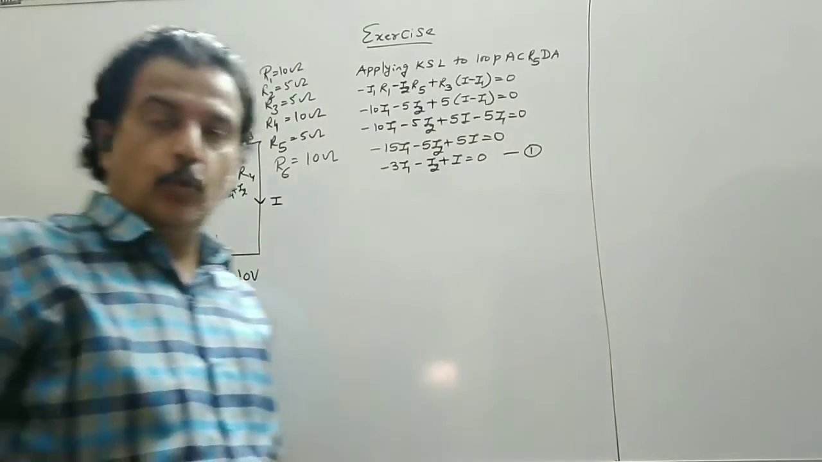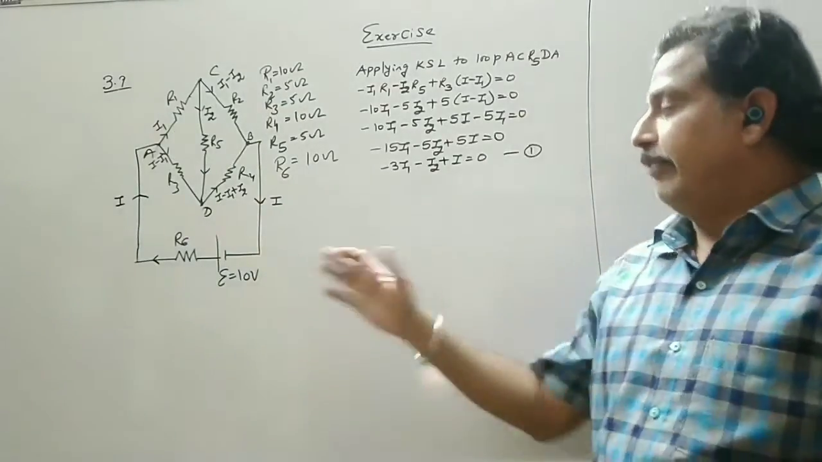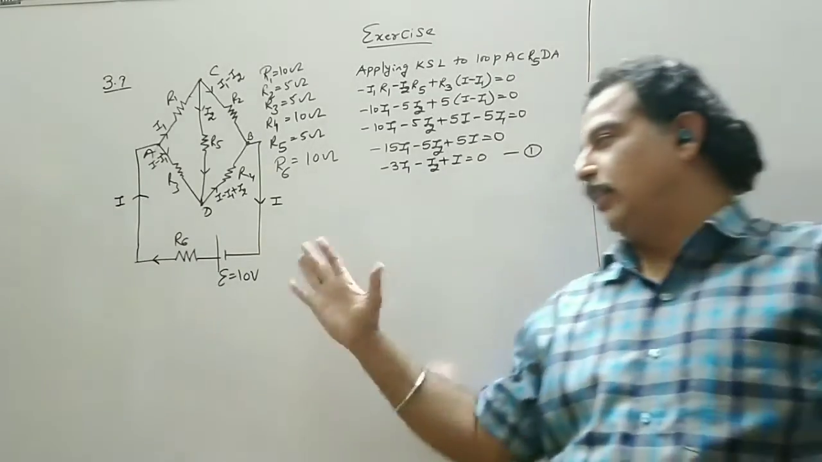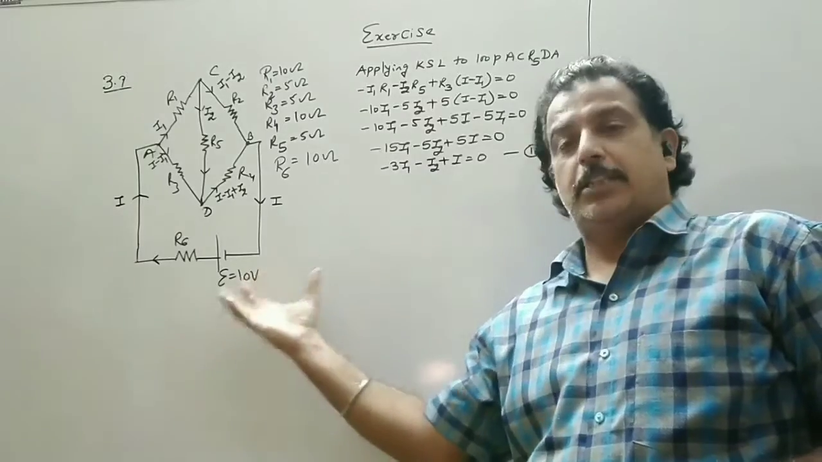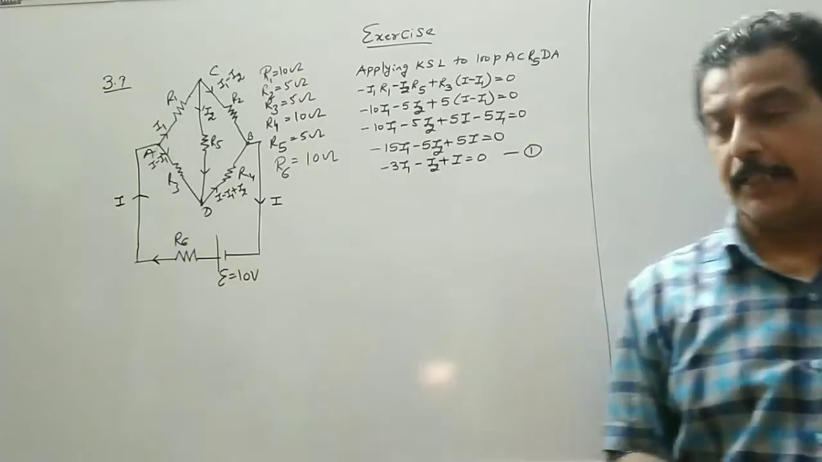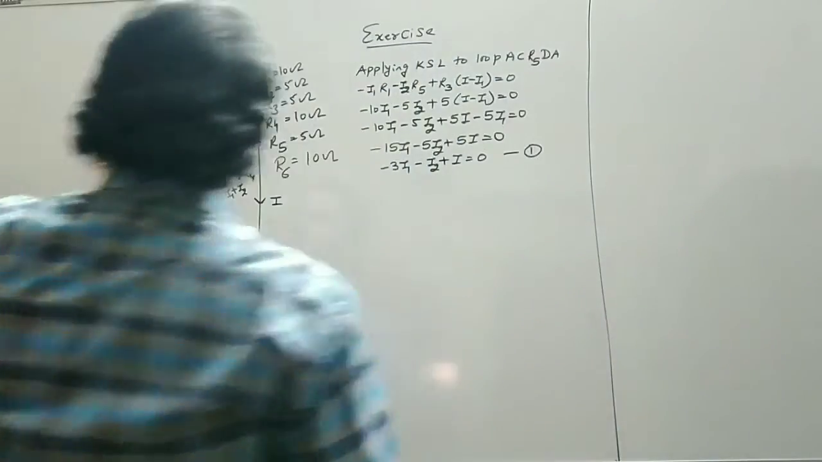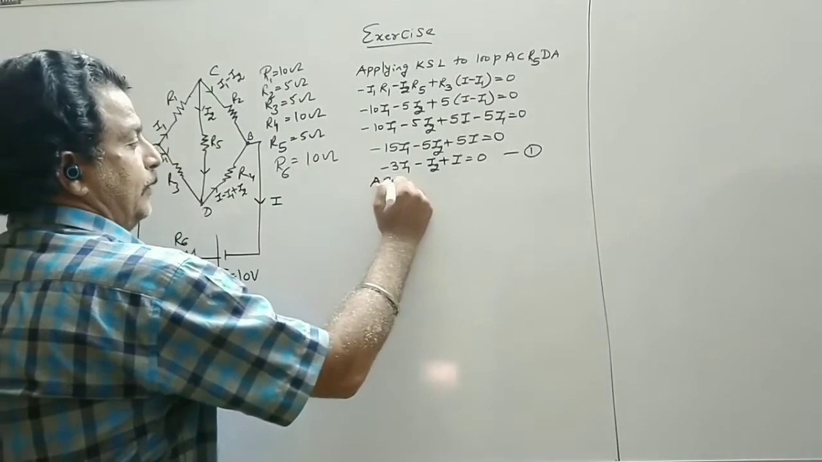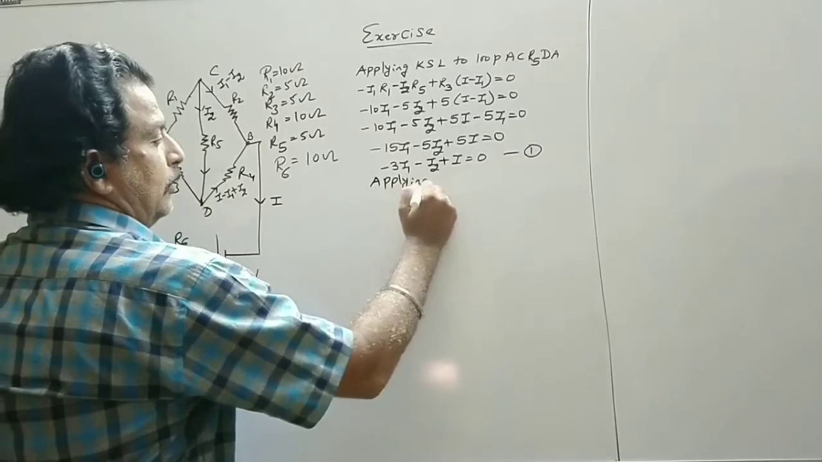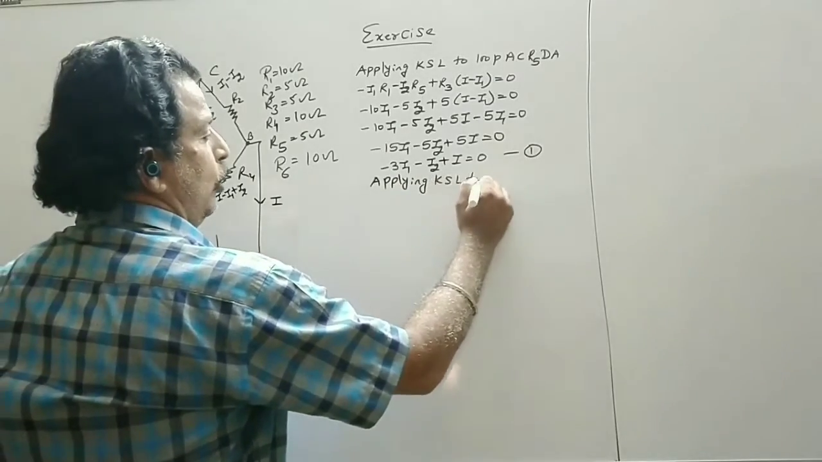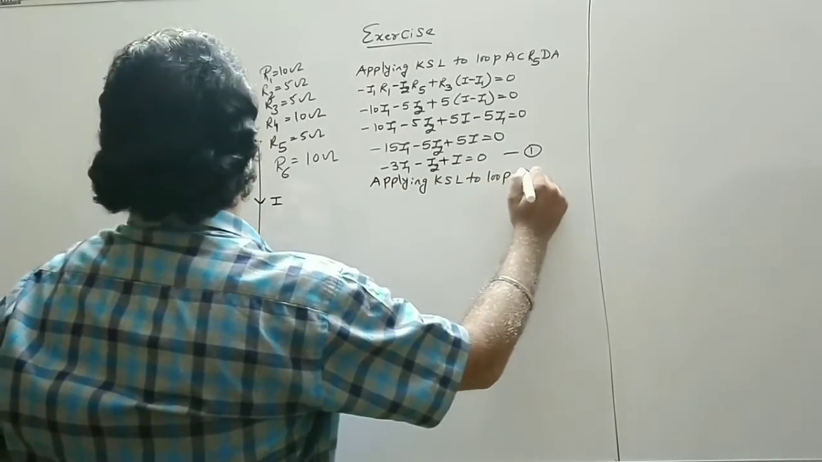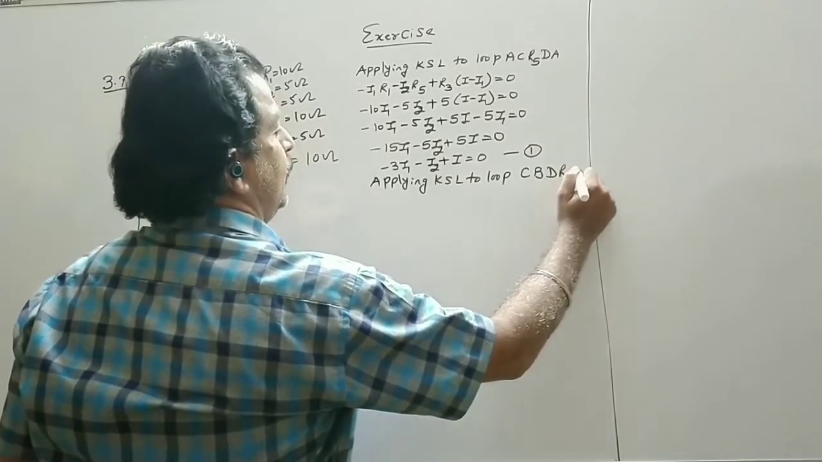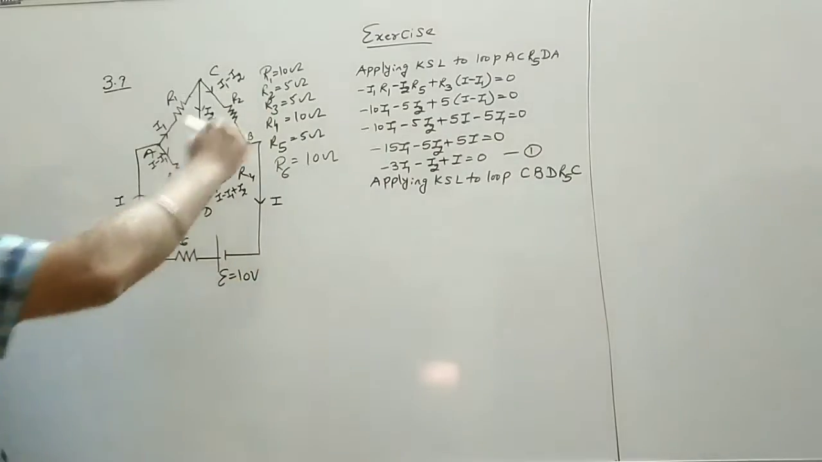We need three loops. Because the value of the battery is also given, we have to take one loop which consists of the battery in its path. So first we took this half, then we take this as the second half. So applying Kirchhoff's second law to the loop C, B, D, R5 and again to C, this half.